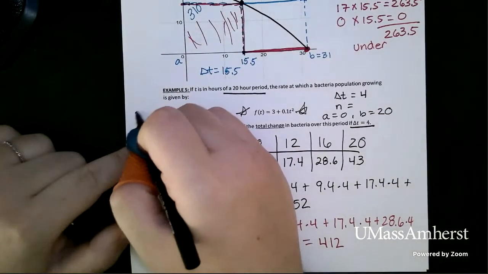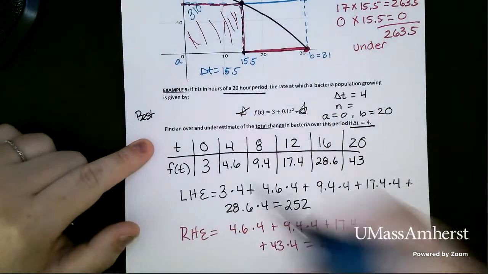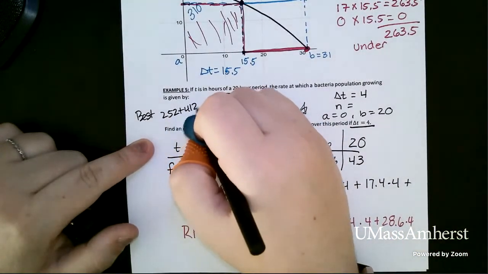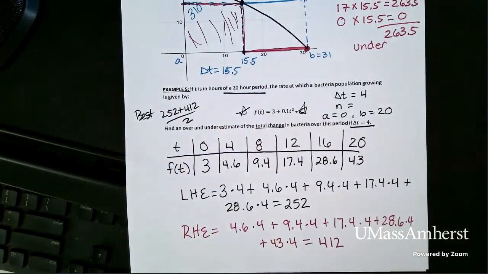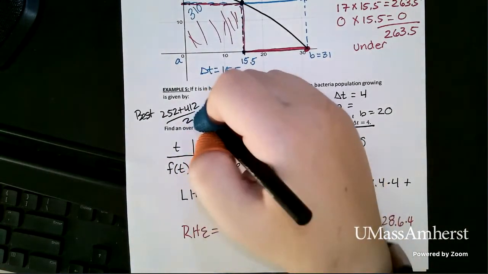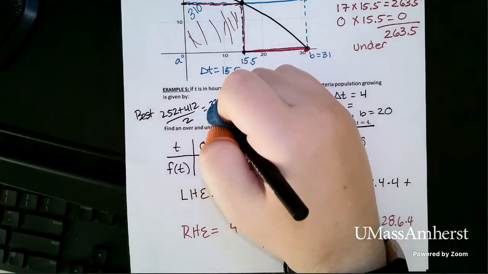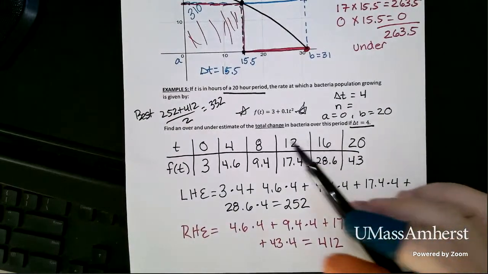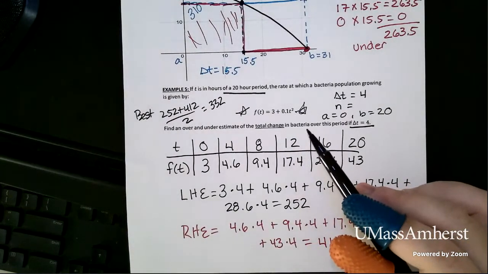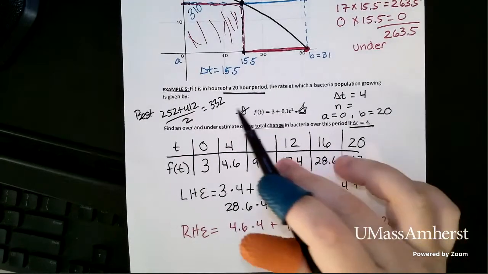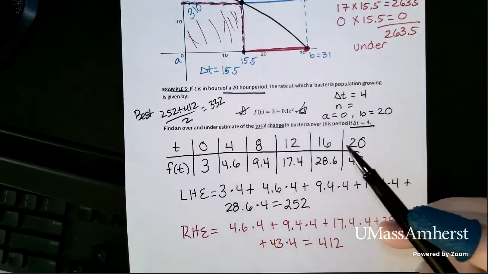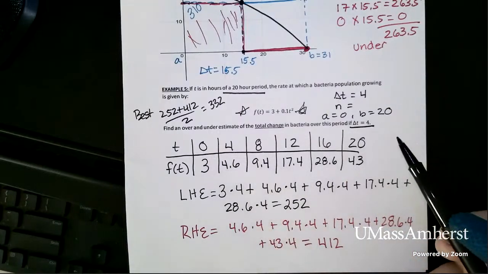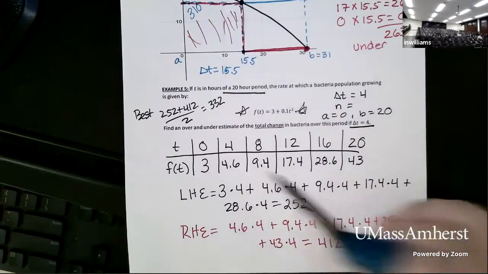I'm going to put that up here. So my best estimate will be 252 plus 412 divided by 2, and I get 332. Again, the 332 refers to the total change in bacteria. So I have an increase of 332 bacteria over this given time. That's my approximation of the change. So left, right, best.